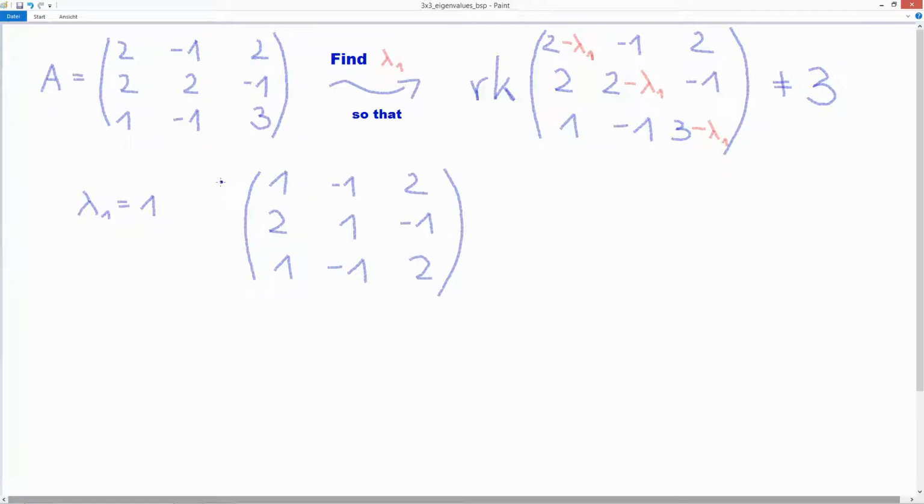Now when we take a look at the first row and the last row of this resulting matrix, we see that these two rows are identical. This means this matrix doesn't have full rank. So the rank of this matrix is not 3, and this is the condition here. So lambda 1 equal to 1 fulfills this condition. That means we have guessed our first eigenvalue: lambda 1 is equal to 1, and we have guessed it by using this condition.